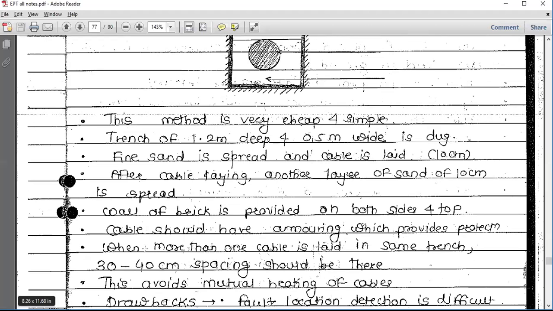And then the next point is when more than one cable is laid in the same trench. That means if you lay more than 1 or 2 cables, then 30 to 40 centimeter spacing should be there. That means in between 2 cables there should be minimum 30 to 40 centimeter spacing provided. This avoids the mutual heating of cable. That means it will avoid the mutual induction effect. Due to the mutual induction, heating of cable will take place. So in order to avoid the mutual heating, you have to provide the spacing in between two cables. It is about 30 to 40 centimeter.